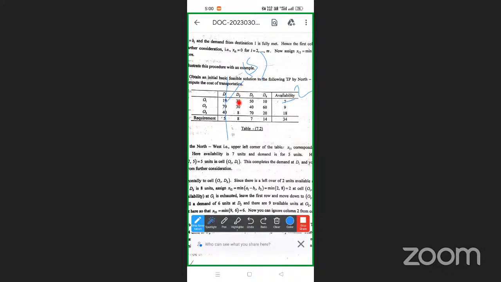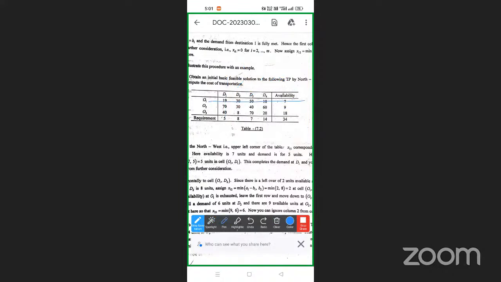Here the cell with cost 30: the minimum of 2 comma 8, row wise 2 and column wise 8. The minimum is 2, so 30 is allocated 2. Then 8 minus 2 leaves 6 remaining, and the row availability 2 minus 2 is 0, so cross out the entire row.